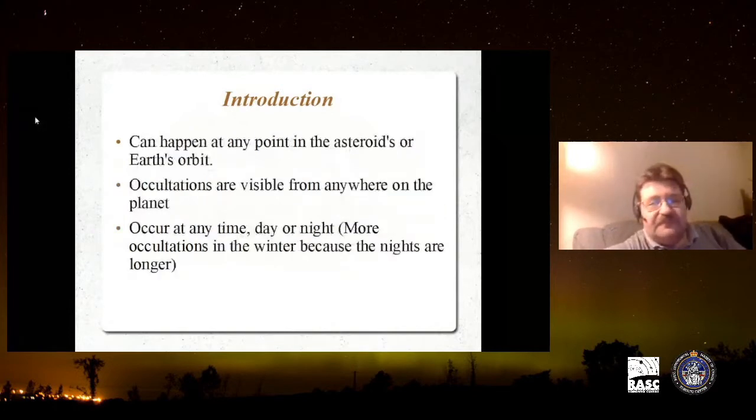So, this can happen at any point in the asteroid's orbit or in Earth's orbit. It's not something that only happens at certain times of year, like opposition. It doesn't rely on distance from the sun, like perihelion. Occultations are visible from anywhere on the planet, and occultations can occur at any time, day or night. Obviously, the ones that happen at 12 noon, we can't really see because the sun is out. What this means is that there's no such thing as an occultation season. They occur at random all throughout the year. There are more occultations visible in the winter because the nights are longer.